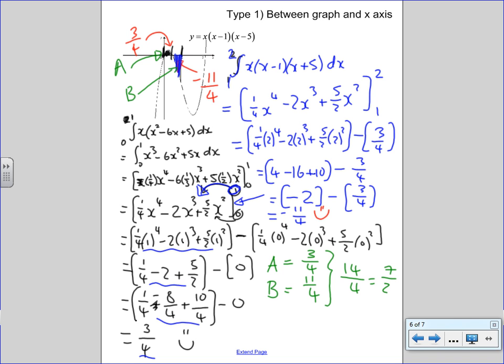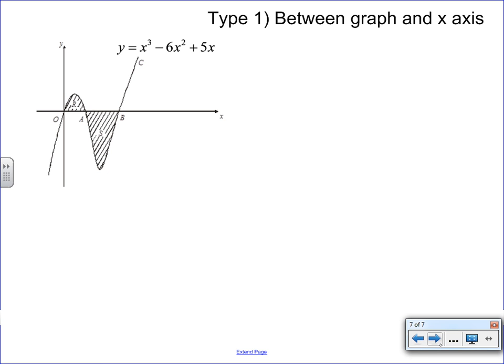Now the trouble with doing it originally all the way, if you integrate all the way from 0 to 2, all the way across, then the algebra includes that minus sign. So what you'll actually end up with is 3/4 minus 11/4, which is minus something, which obviously isn't the area. So you do need to split it into those two separate bits. Okay, last one I think.